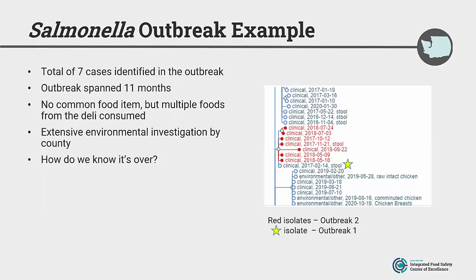So then the next question is, we know that this outbreak had occurred over almost a year time span, and all these interventions were put in place based on the environmental investigations. So how do we know that it's actually over this time if it occurred for so long?